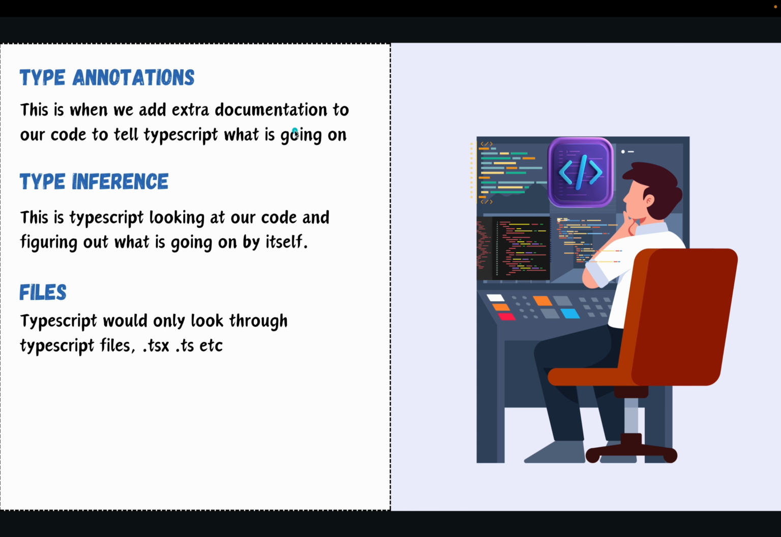So in TypeScript, there's something called type annotations. This is where we add extra documentation to our code to tell the compiler what's going on in our code. We're going to see more of this throughout this application. And then there's another thing called type inference. This is when the TypeScript compiler, which is very smart by the way, looks at our code and has an idea of what's going on. So we don't really have to tell it what's going on. It just figures it out by itself.